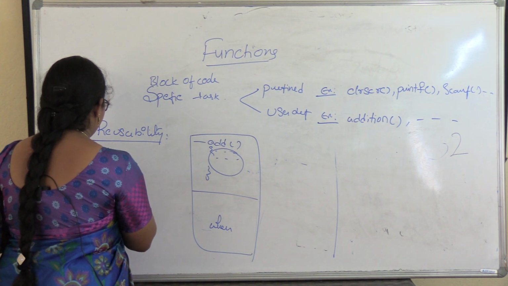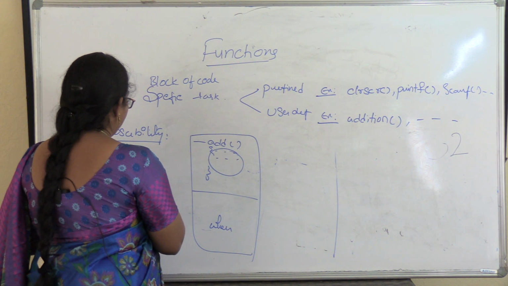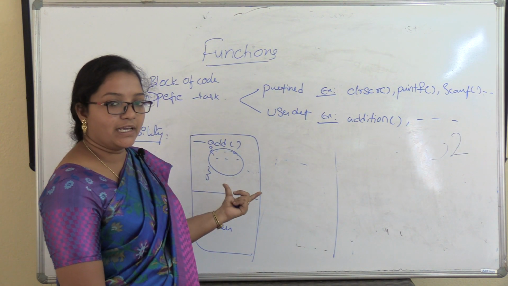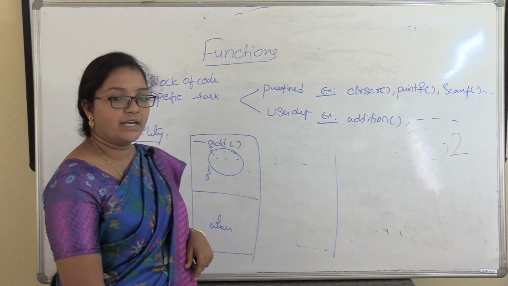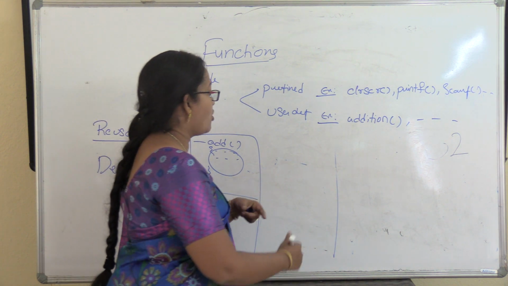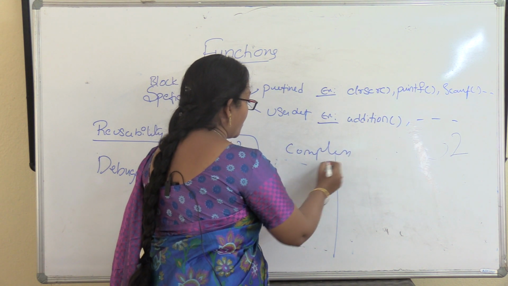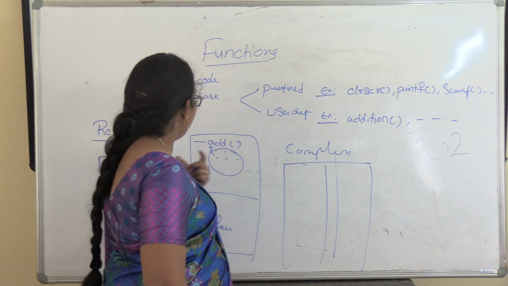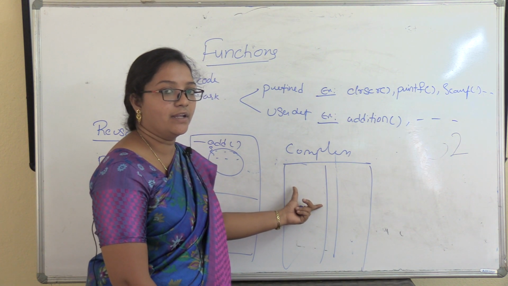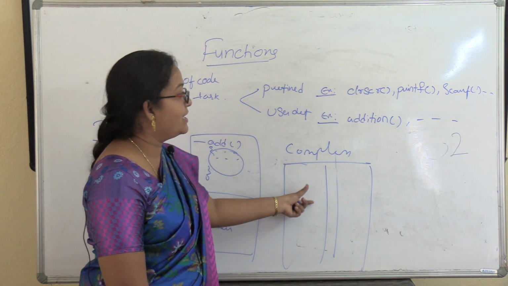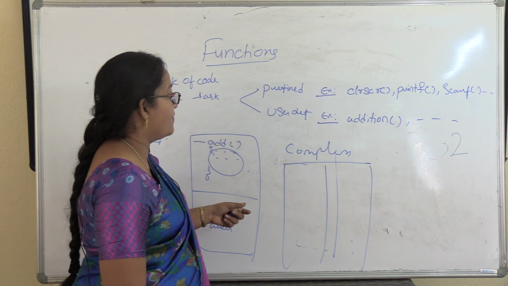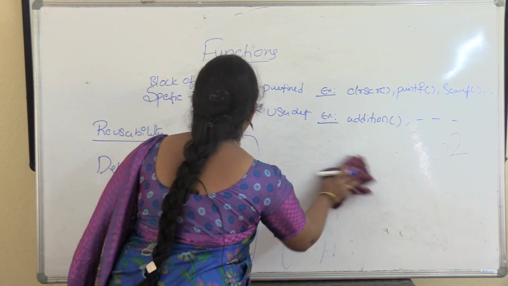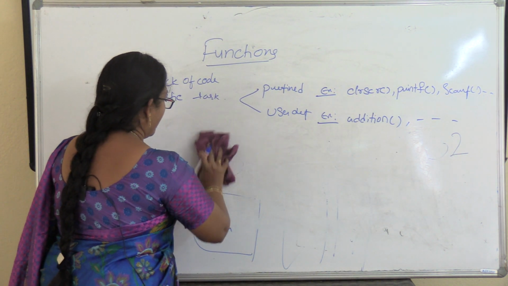Next one is debugging. Debugging is another advantage of the function. What is debugging? Error checking. In complex programs, we divide the program into smaller modules based on the functions, so we can easily find the error by using the concept of functions. Let's see how we can use functions and how to implement reusability.